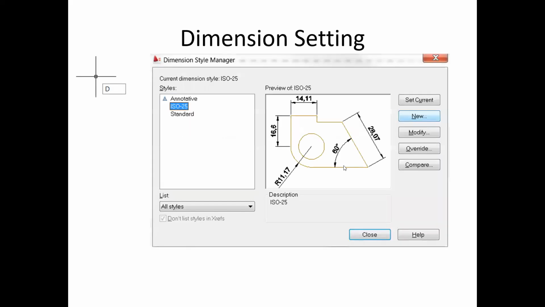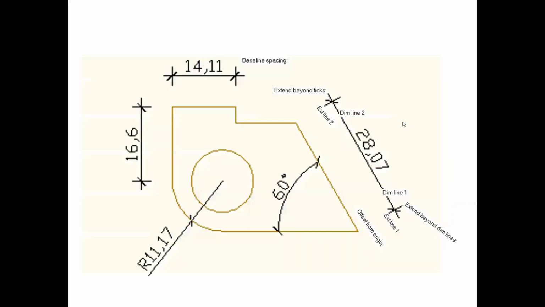So like any architectural or engineering offices, they would have dimension standards. To create a dimension standard, you type D, that's the shortcut for dim style or dimension style manager. And then you create a new dimension style.